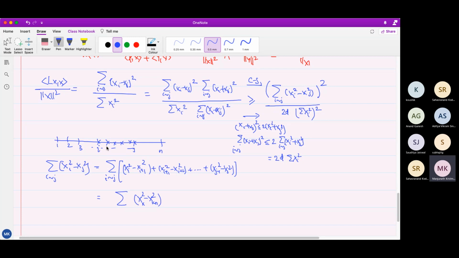How many times will it come? So you look at some k and some k plus 1. In what all i and j will that come? Any i, sorry, maybe I should call it l. Sorry, k was something fixed. So let's take some l and l plus 1. So when all will xl square minus xl plus 1 square come? If i is to the left of here and j is to the right of here. You agree? So if i is to the left of here and j is to the right of here.